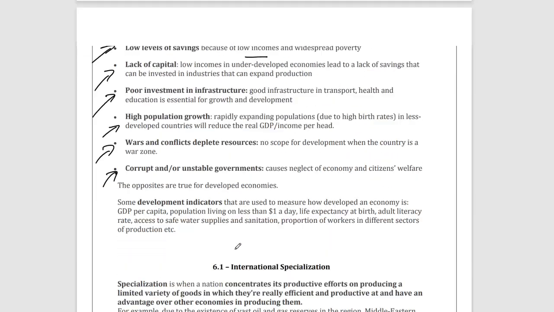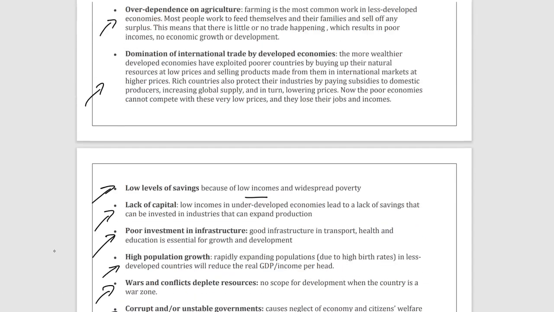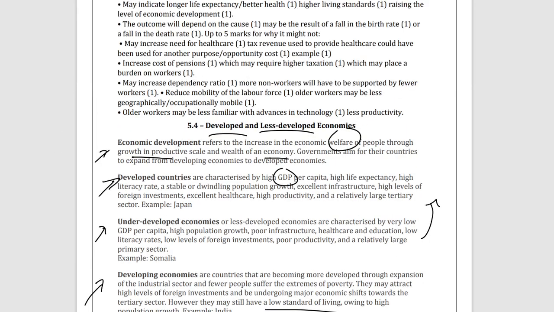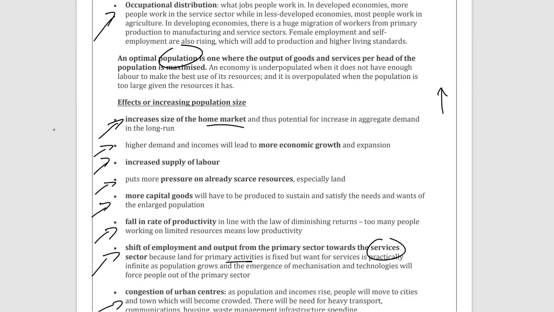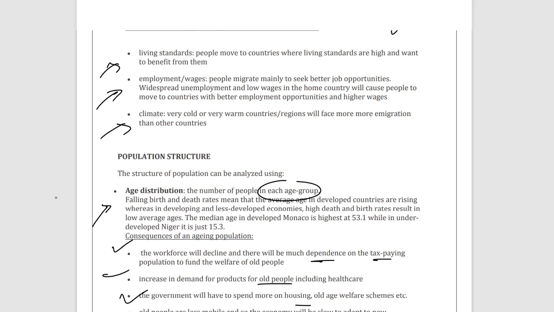Okay, and finally we talk about some development indicators that are used to measure how developed an economy is. GDP per capita and population living on less than $1 a day. So believe it or not, some people are living on less than $1 a day. So with that being said, we have talked about population, we've talked about living standards, we've talked about poverty, we've talked about the different developments, economic developments of countries that are developed and countries that are not developed.